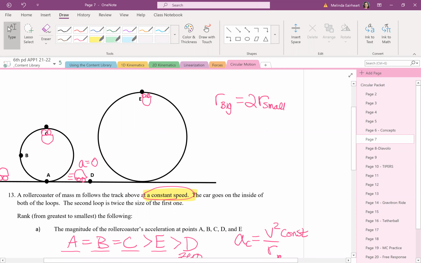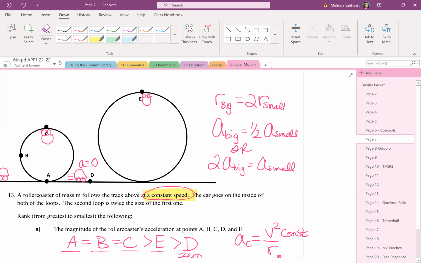How much smaller? If it's twice the radius, it would have half the acceleration. So the acceleration of the big would be half the acceleration of the small. And if you don't like that fraction, you could move the 2 to the other side: twice the acceleration of the big is the acceleration of the small. It's the same thing. As long as you know that the smaller circle has not just a bigger acceleration, it's got twice the acceleration. And we're going to use that fact later, okay?